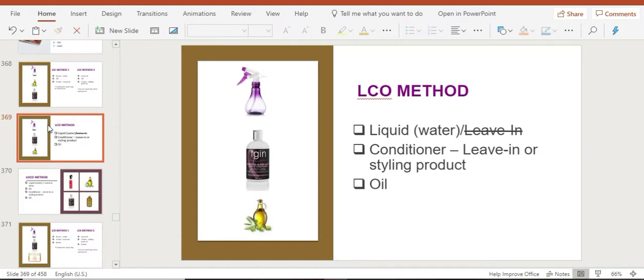Now the next popular method is the LCO method. So that's the liquid, cream, and oil. So this is the method that I use on wash days to seal my hair, and also in between wash days as well. So that's when you're gonna put liquid. So liquid will be water. Again, it's not leave-in, because leave-in and leave-in, that doesn't make sense. And then the C, conditioner will be leave-in, or the styling products. Usually it'll be leave-in, and then you're gonna seal that in with oil. Now, in the natural hair community, people have 2 names for leave-in conditioner, right?